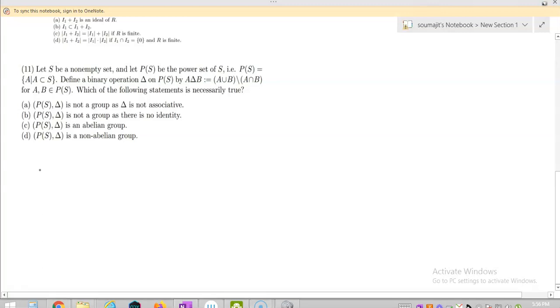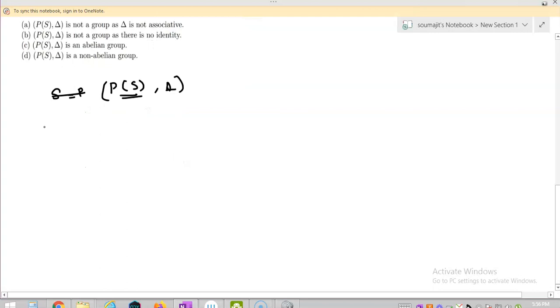So we have to check whether the power set of X with symmetric difference as a binary operation forms a group or not. Okay, so let us take two sets. Let A, B belong to the power set of X. If A, B belong to the power set of X, then what is the symmetric difference of A and B? The symmetric difference of A and B means (A union B) minus (A intersection B), right?